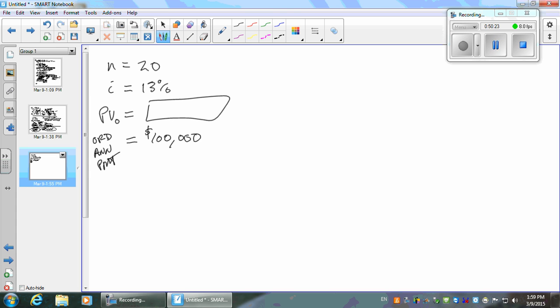Yeah, you got it. Well, this is a present value, so I'm going to use the present value. And if I were going for a payment here and I knew the present value, I'd still use the present value table, right? Yeah, you got it. How would you set this up, you guys? Ordinary annuity payment. How much is that? 100,000.